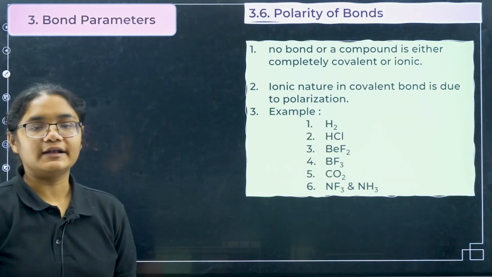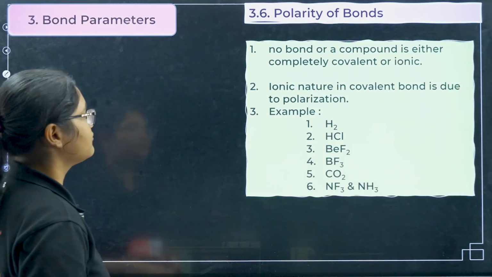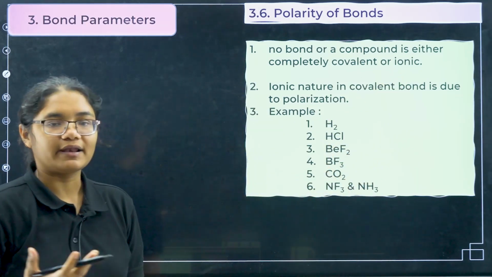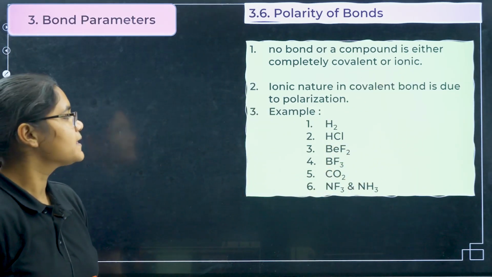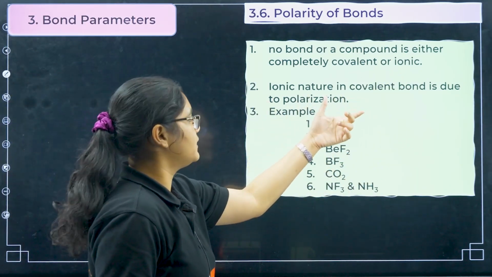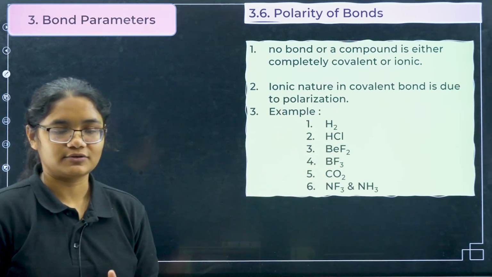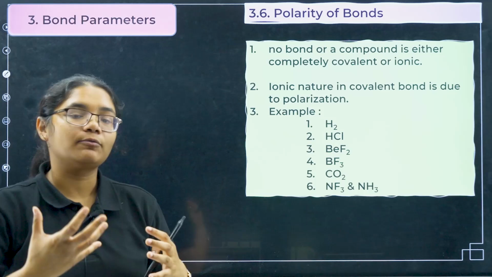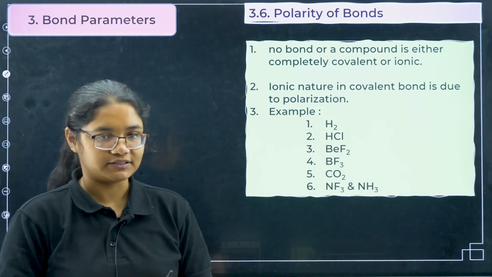Next we have polarity of a bond. So what is polarity of a bond? So no bond of a compound is either completely covalent or completely ionic. Okay, so ionic nature in a covalent bond is due to polarization. So in covalent bonds there are also some ionic properties due to the polarization nature.